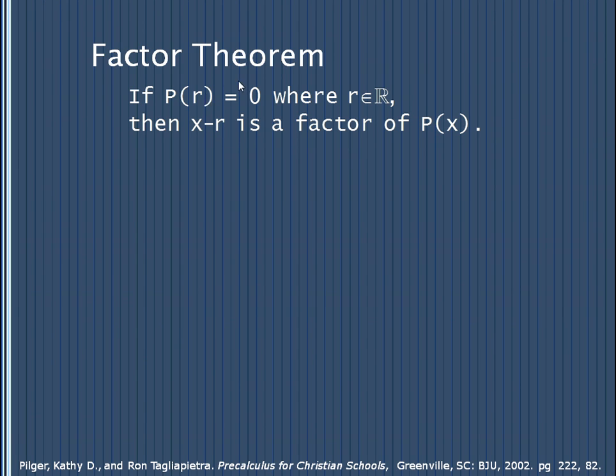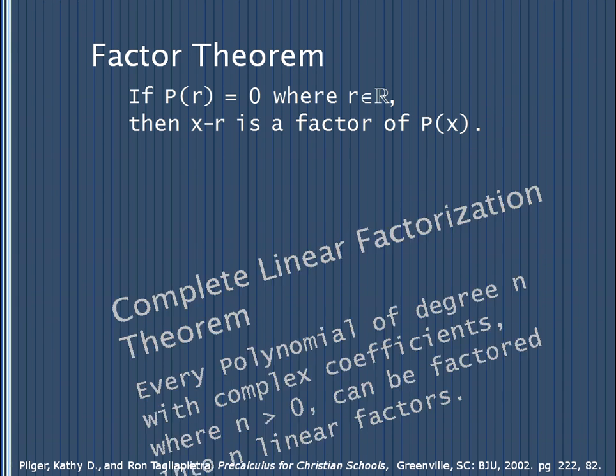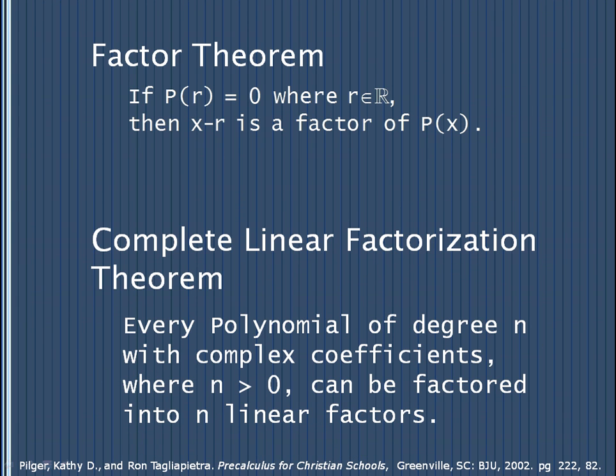Next thing is the complete linear factorization theorem. It's written here, but the idea is if you have a polynomial with degree n, you will have n linear factors. So if there was a polynomial with degree 7, you'll have 7 linear factors. Degree 3, you'll have 3 linear factors.